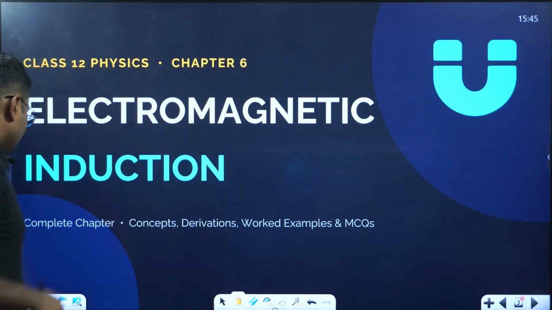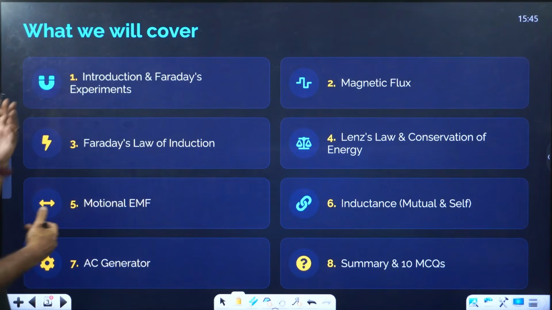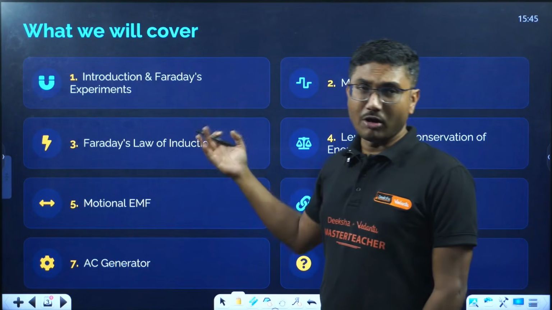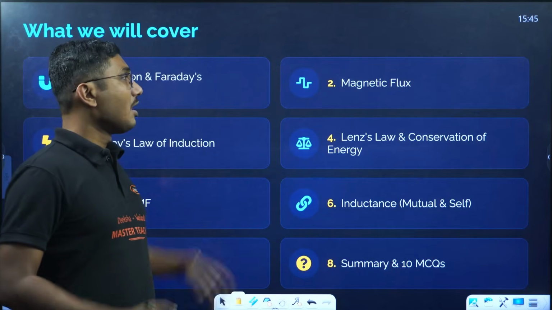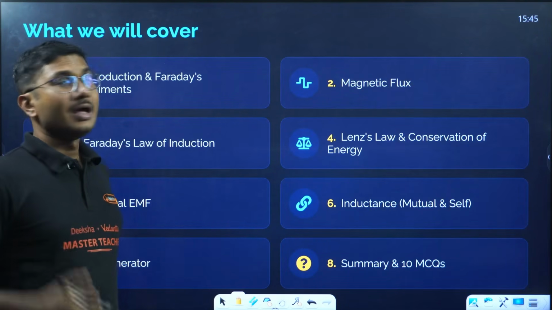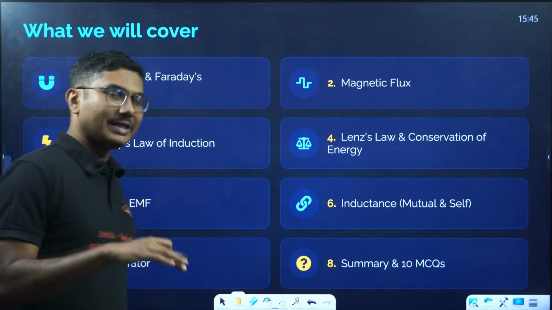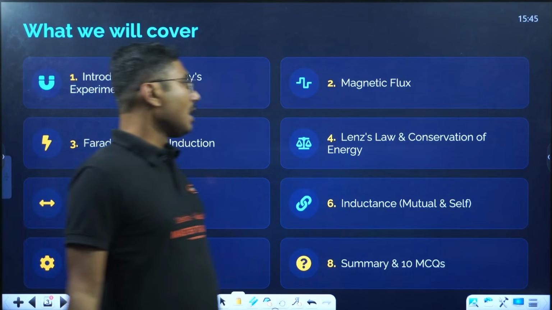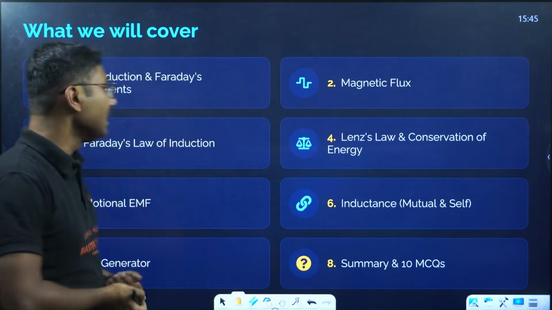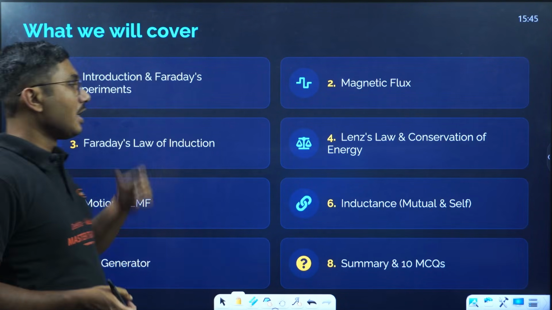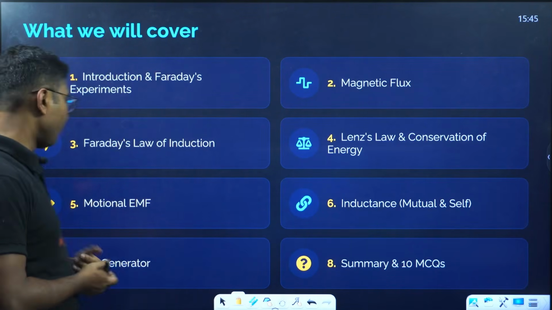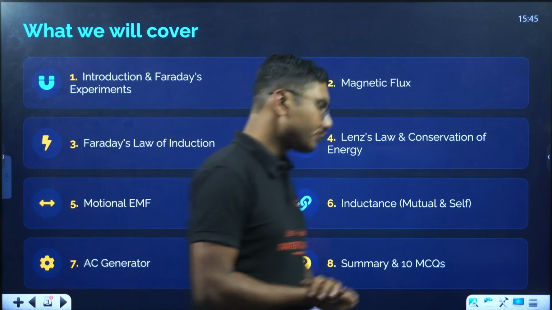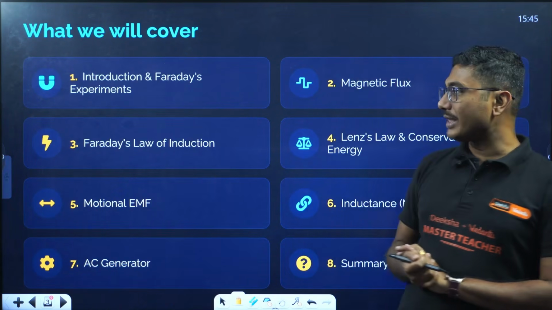Okay. So basically we are going to discuss the entire chapter. Let's look into the chapter content. So we will basically introduce Faraday's law, Faraday's experiments. Then we have the concept of magnetic flux. We have done electric flux. Now what is the difference between electric flux and magnetic flux? We will see that also. Faraday's law of induction, Lenz law and conservation of energy. We will also discuss motional EMF, inductance, mutual and self. We will also discuss AC generator and summary, as well as 10 MCQs. So everything we will discuss in today's session.